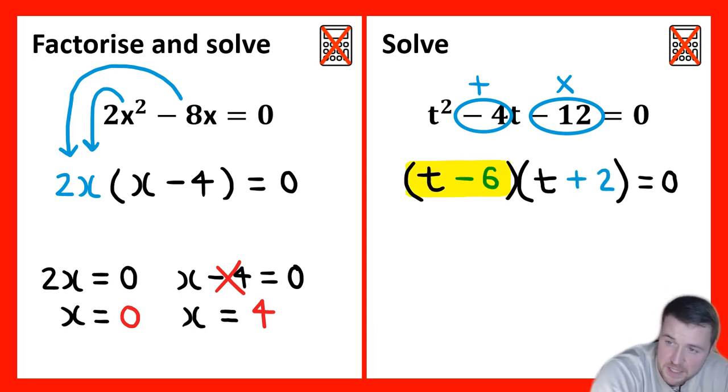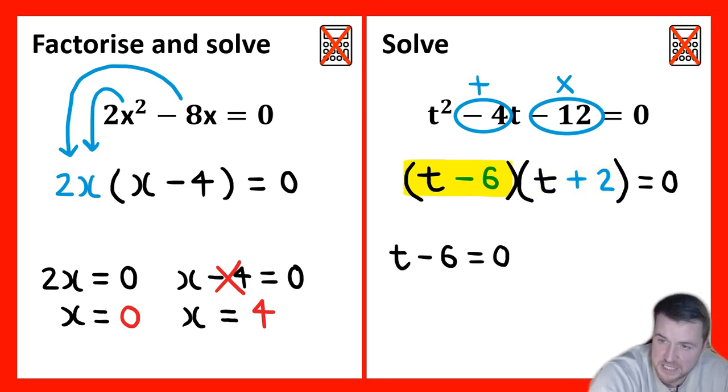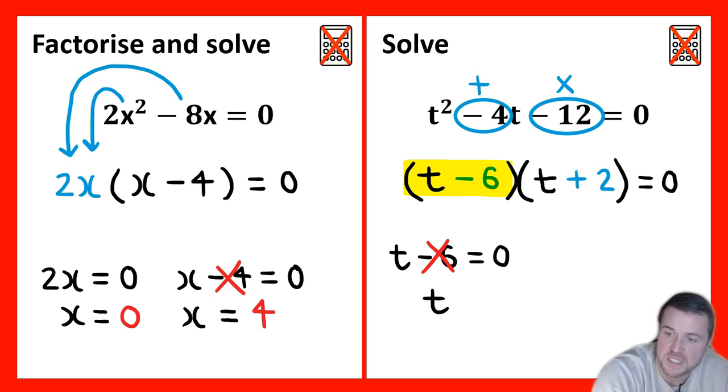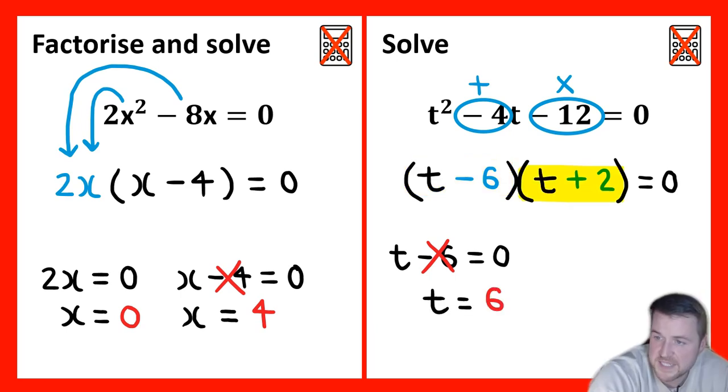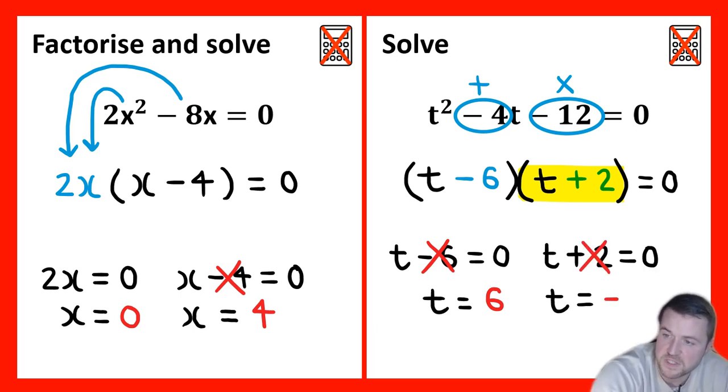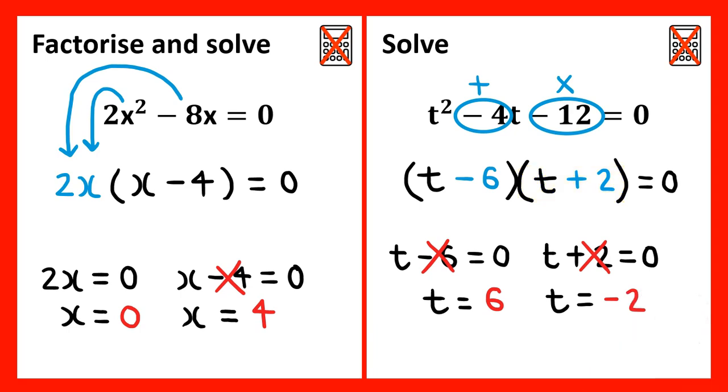If something has been multiplied by something to give me 0, then either one of these brackets must have been equal to 0. If t minus 6 was equal to 0, I can add 6 to both sides to give me a solution for t which is 6. And if t plus 2 is equal to 0, I can subtract 2 from both sides to give me another solution for t of negative 2.